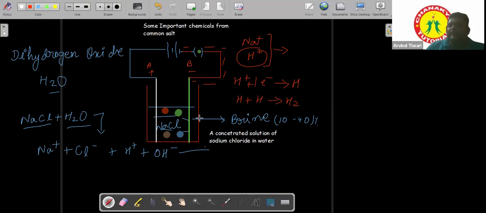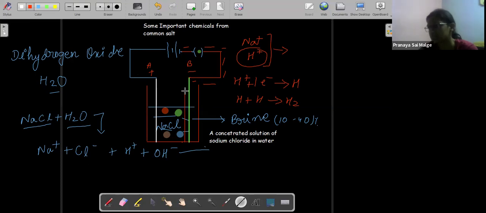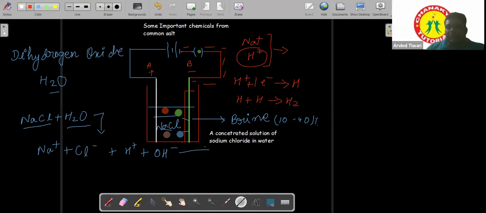So can I expect that near electrode B, some bubbles will be formed, and those bubbles will be bubbles of hydrogen gas? Yes. So at this electrode B, I am expecting hydrogen gas to be collected. At this plate, hydrogen gas is collected over here.